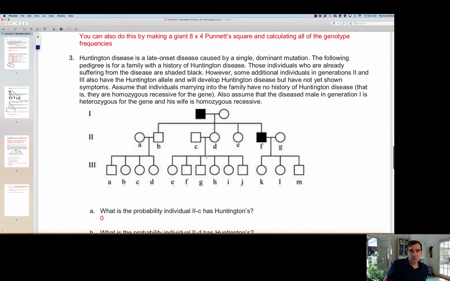All right, finally, question number 3. Huntington disease is a late onset disease caused by a single dominant mutation. The following pedigree is for a family with history of Huntington's disease. Those individuals who are already suffering from the disease are shaded black. However, some additional individuals in generation 2 and 3 also have it, but because it's a late onset disease, we don't know yet whether or not they have it.